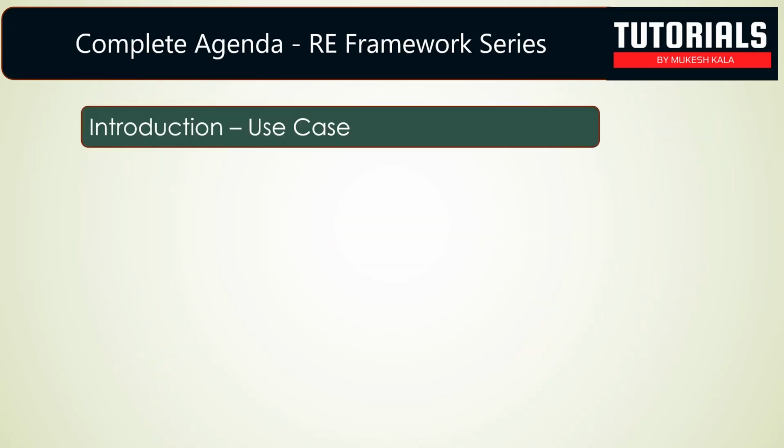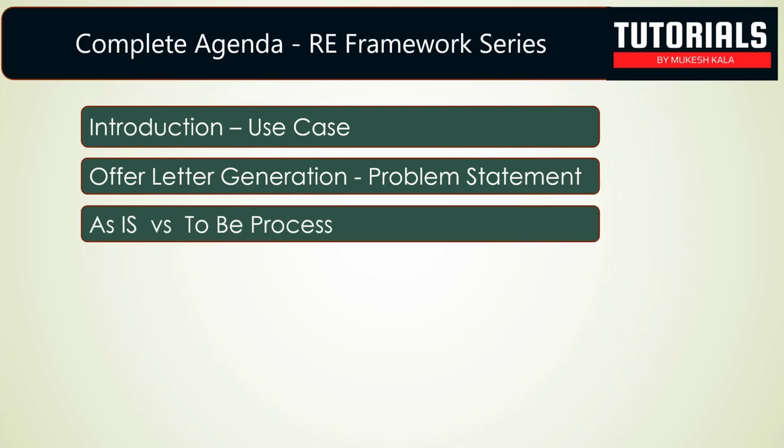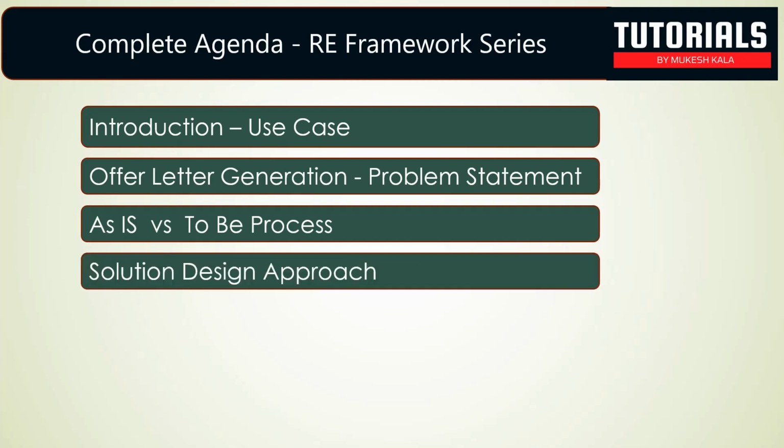Now let us go to the agenda for this video. In this video, we are going to see and create a use case. First of all, we are going to introduce you to the use case. The use case which we are going to build today is called the offer letter generation, that is for the HR vertical. I'm going to tell you what is the problem statement, why exactly we are building this automation. I'm going to introduce you to the as-is versus the to-be process. That means what is the manual process versus how the automation is going to behave.